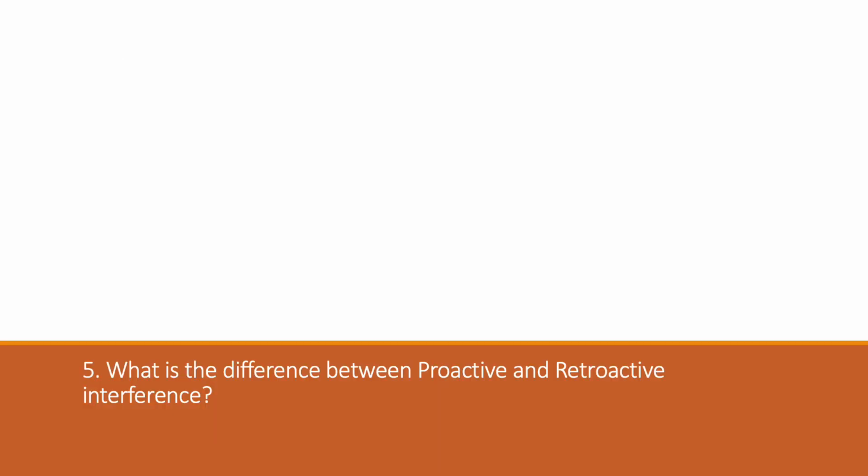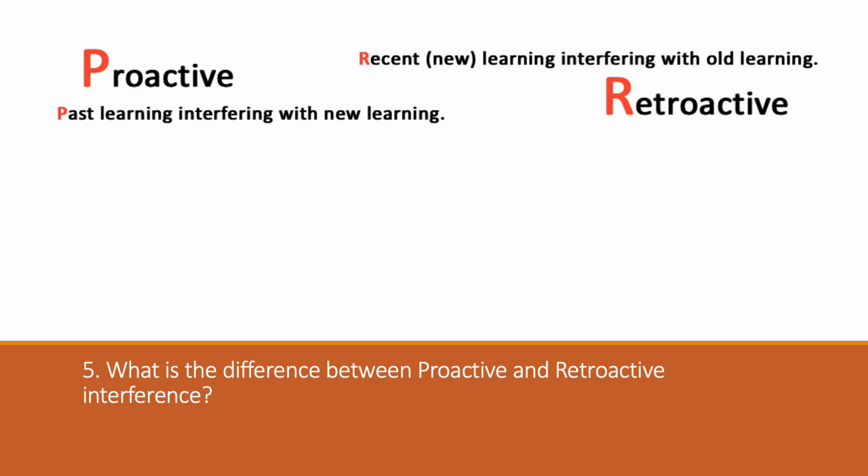Number 5, what is the difference between proactive and retroactive interference? So remember this handy way of remembering. Proactive, remember the P, past learning interferes with new learning, and retroactive, recent learning, so new memories, interfere with old learning. And there were some pieces of research that we looked at for each of those.